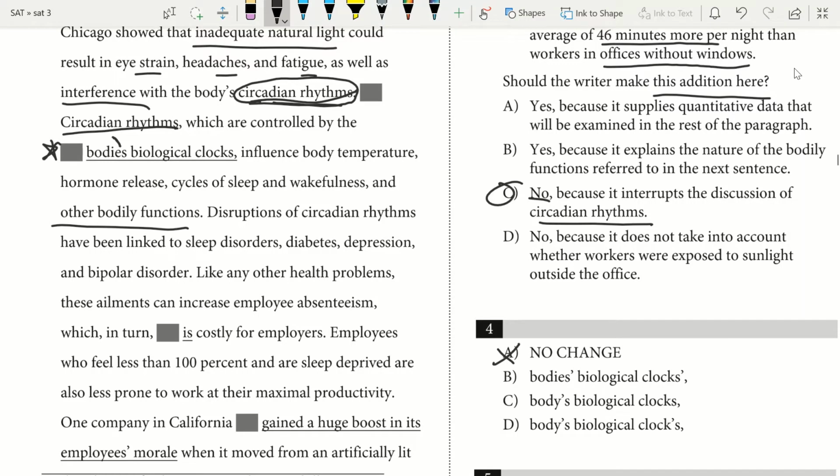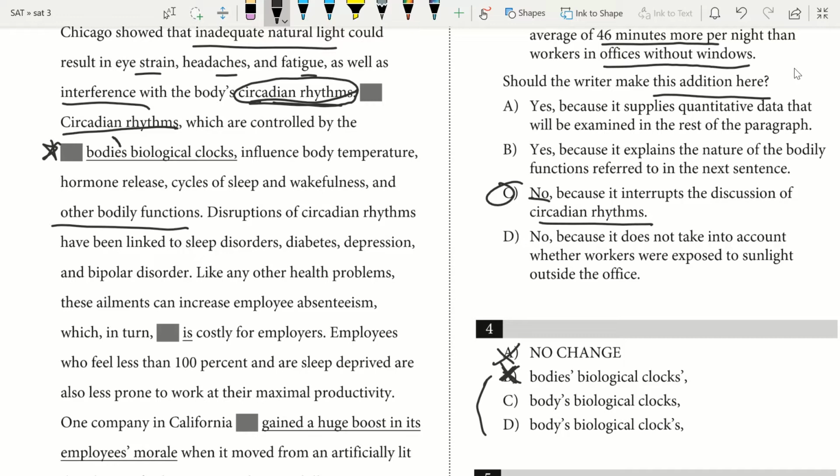And then we have possessive in B, C, and D. But the question is, is it a singular body or is it plural, right? So as we read, we see that we have circadian rhythms, which are controlled by the body's biological clock. Well, it's just one body, right? It's the body of one individual. It's their biological clocks, right? So we're going to have to eliminate B. So now we're left with C and D.